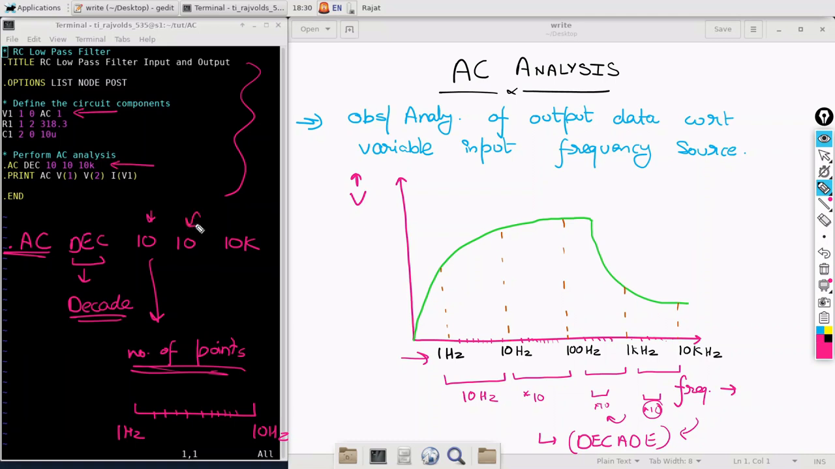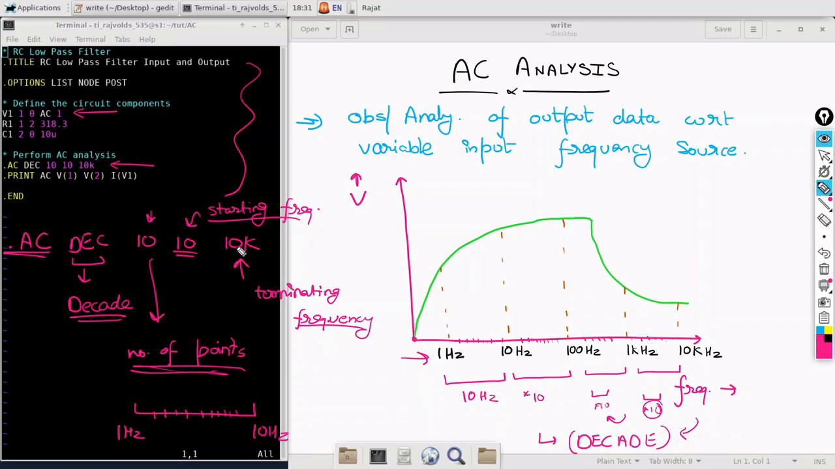Now this 10 is the starting frequency. So this 10 is 10 hertz. It means that instead of starting from 0 hertz, if we write 10 here, it will start from 10 hertz. And this 10k is the terminating frequency. It is the starting frequency in this case, and the terminating frequency is 10 kilohertz.